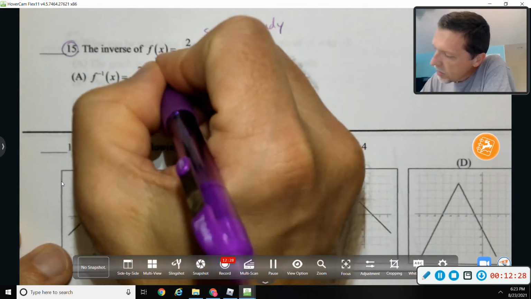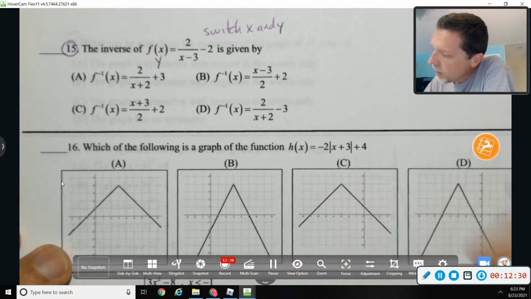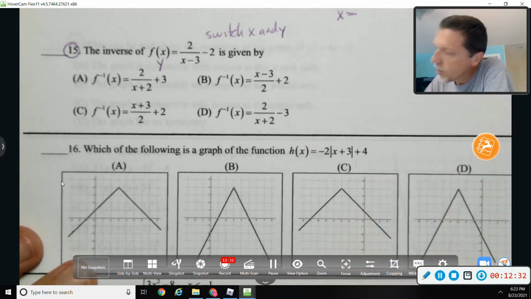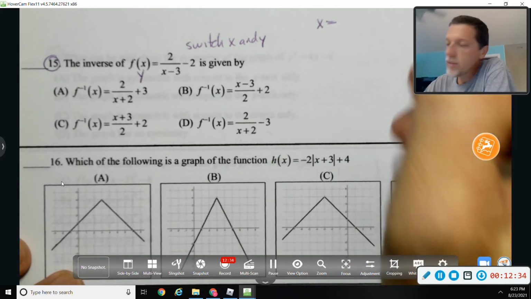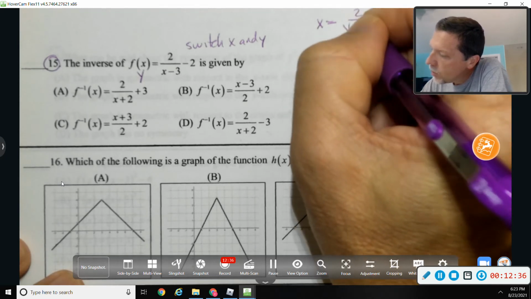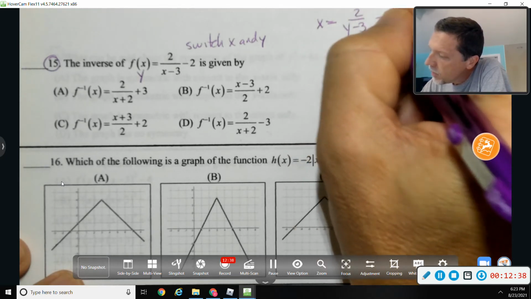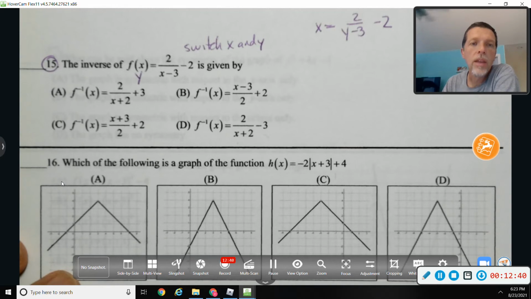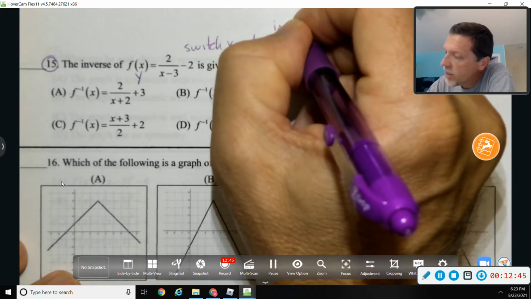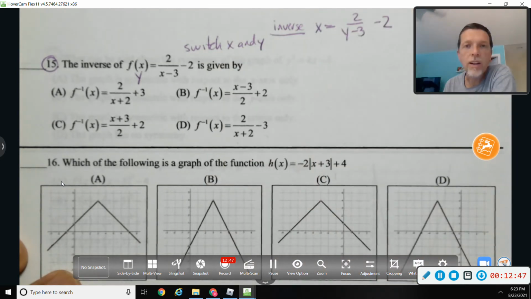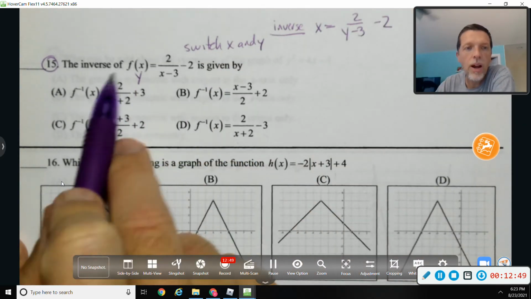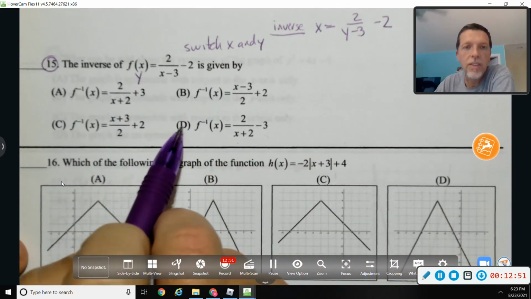So that's the y. I'm going to start this up here so I have plenty of room. So x equals 2 over y minus 3 minus 2. So now's the fun part. Everybody can get that far. That is the inverse. So that's not wrong, but I've got to solve for y so that it looks like one of these guys.